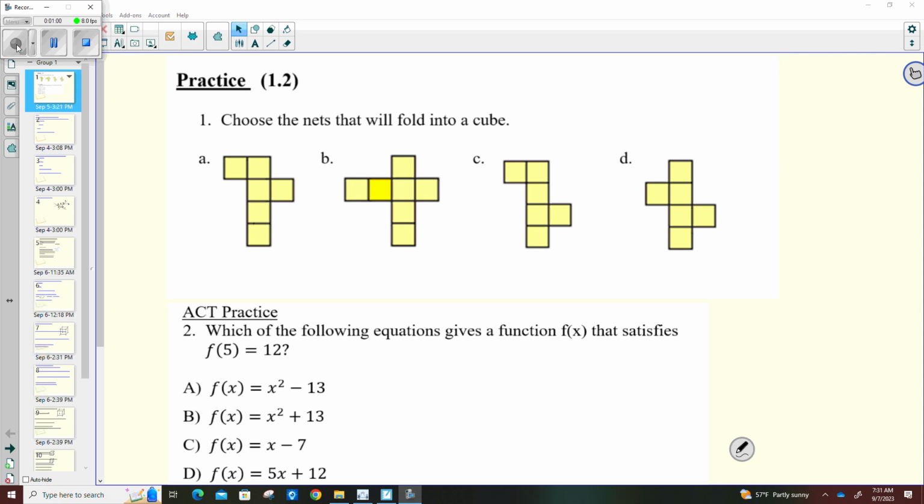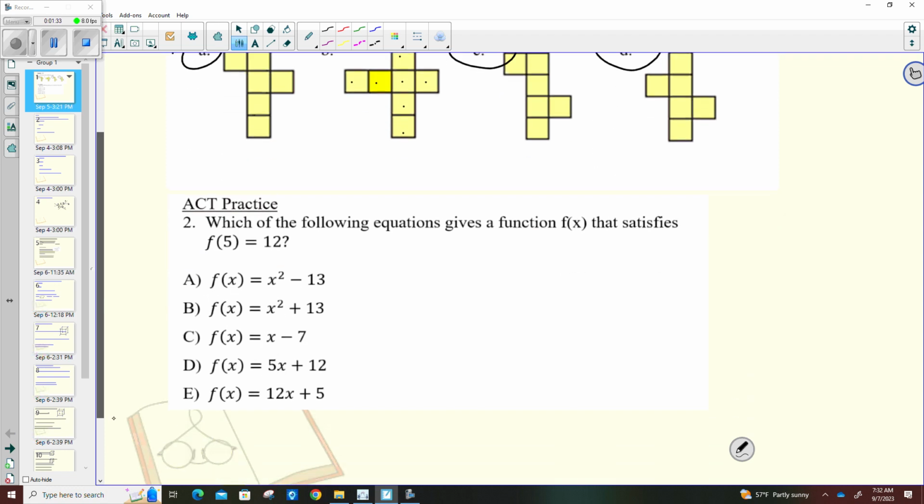All right, so we're going to start with number 1. It says choose the nets that will fold into a cube, but I will give you a clue. There are 3. What are they? Give me one. A definitely does. Give me another one. C does as well. Give me a third. Nice. What's wrong with B? One too many boxes. We have 1, 2, 3, 4, 5, 6, 7. There are not 7 sides on a cube. So you just got to be able to recognize that.